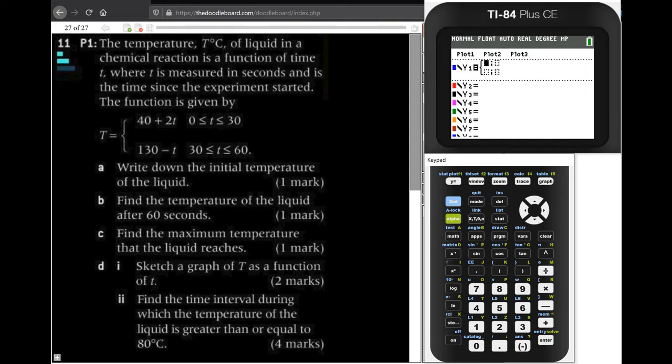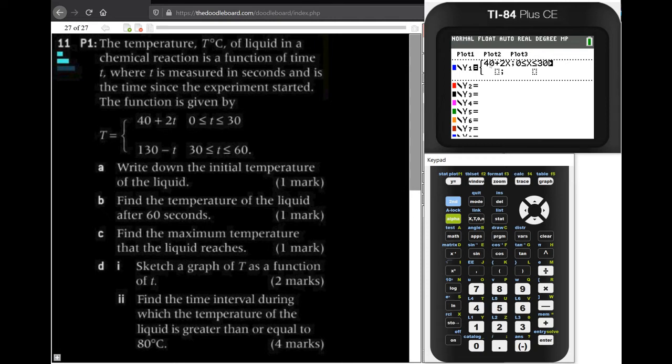Now I've got the possibility to enter the 2 piecewise functions in here. The first one I'm going to enter is 40 plus 2t, so 40 plus 2, and it's going to be x because we're just doing a graph regularly. And then here is where I put in the limits. My limits need to be 0 is less than or equal to t is less than or equal to 30. To get the less than or equal to, I press second, math, and I want number 6. So I press 6, then x, second, math, 6 again, and then 30. And that's entered the first function.